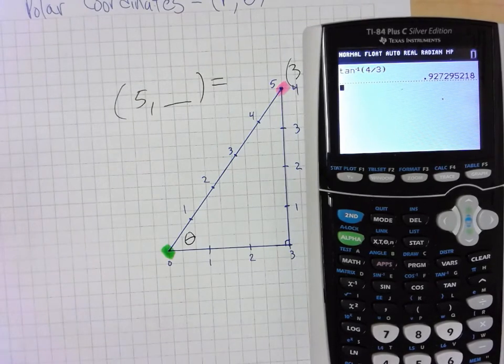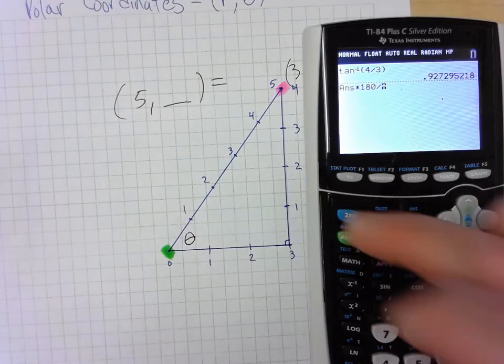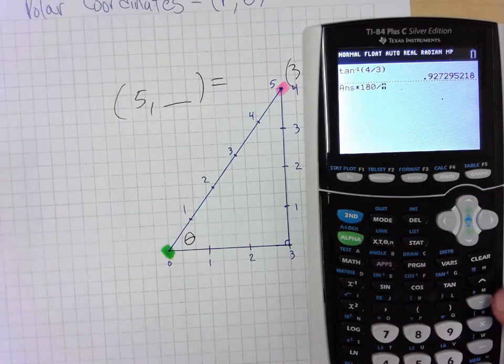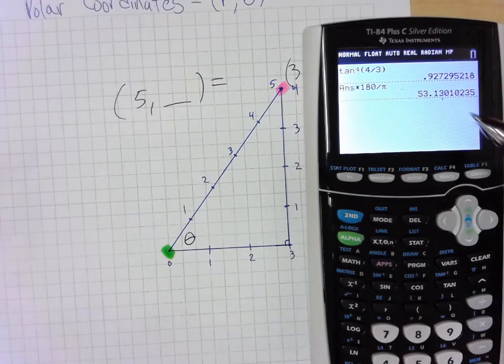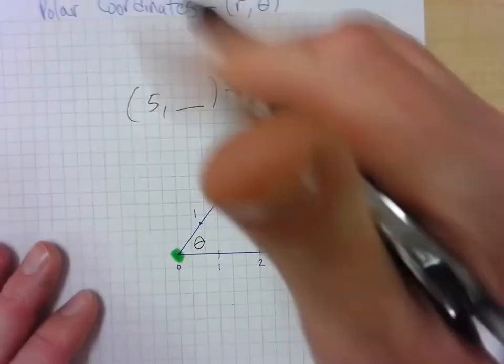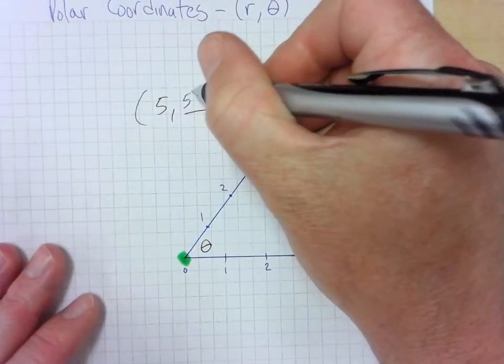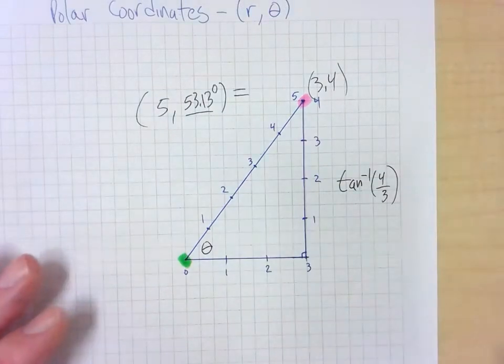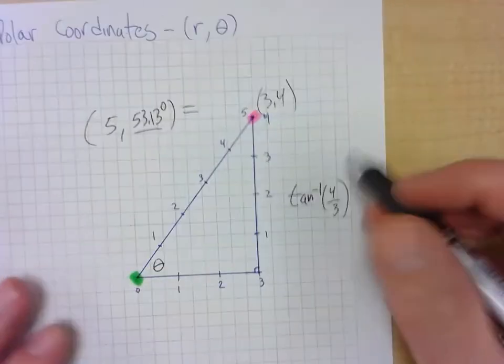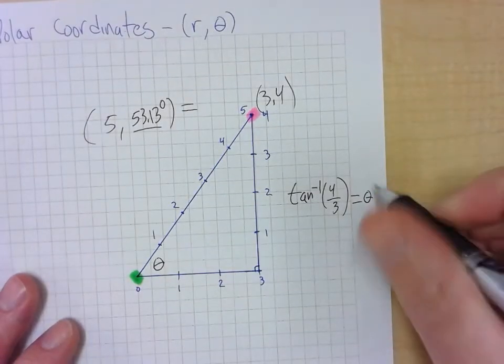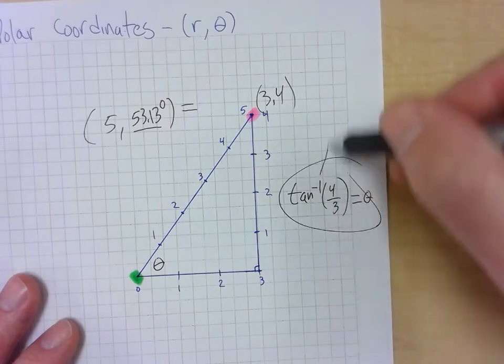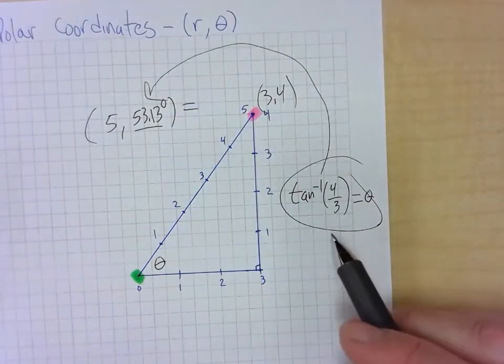That's not degrees, that's radians. I will multiply by 180 over pi, and that'll convert it to degrees. Or I could put the mode on the calculator into degrees. It's 53.13 and change. I will write in here that that is equal to 53.13 degrees and change. Or you could say this theta is this exact answer right there, the inverse tangent of that.